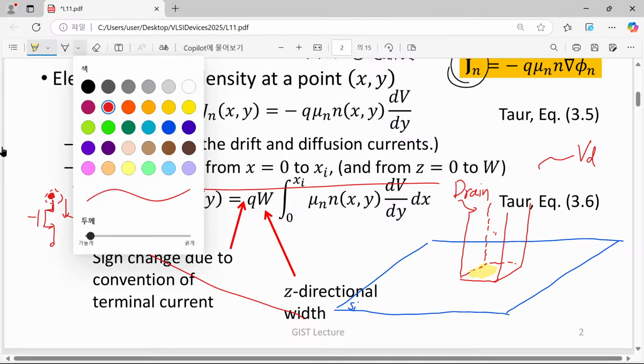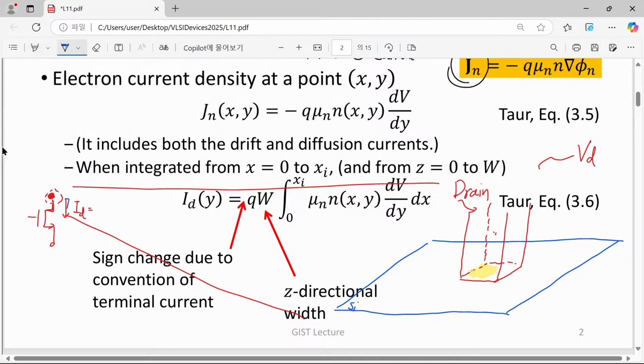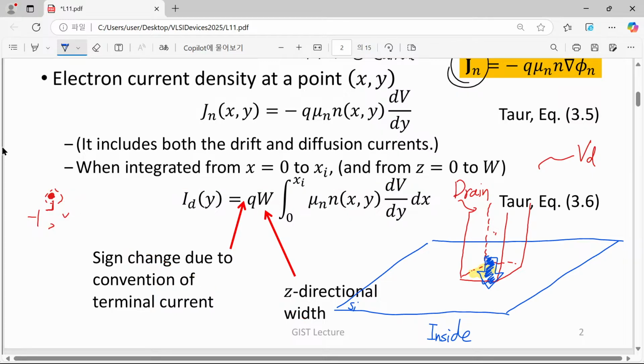As you already know, drain current is defined as the current flowing into the transistor from the external circuit. So we have to consider the current direction heading in this way. Here we have the inside part of our device, and this is the outside of our device. So we must calculate the current heading in this direction. Then how can we calculate this component?